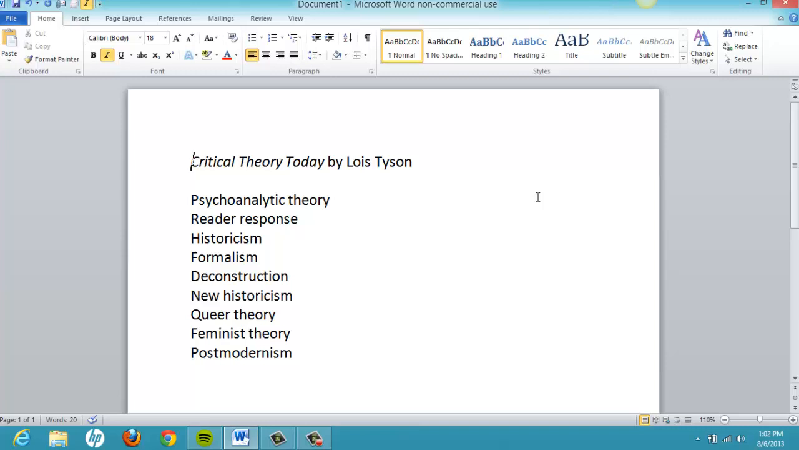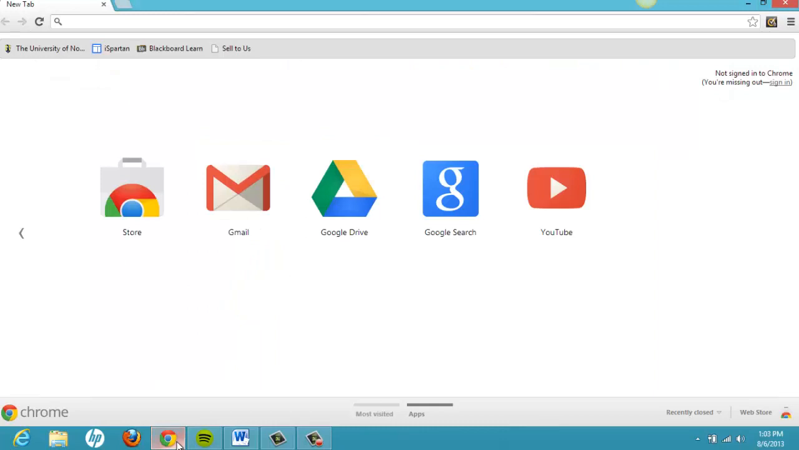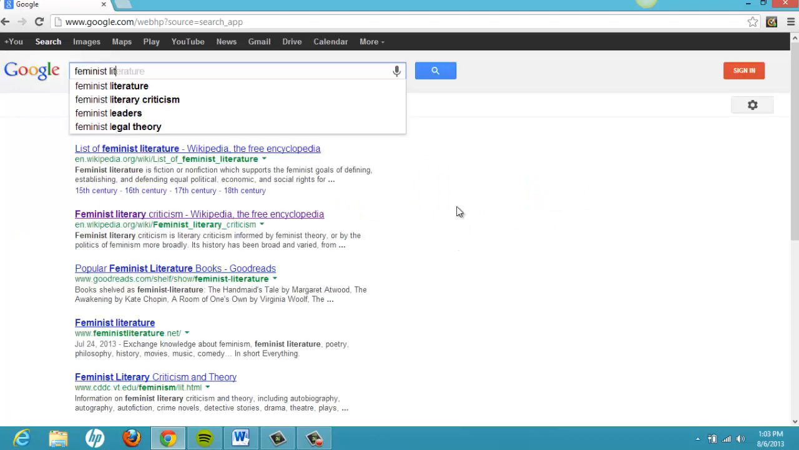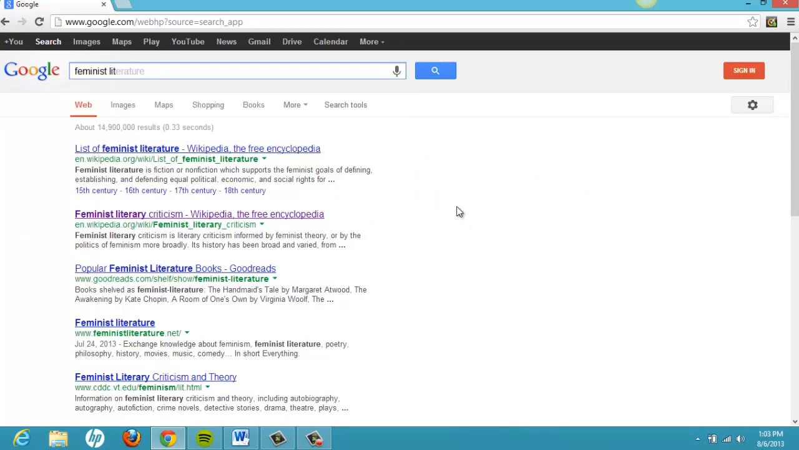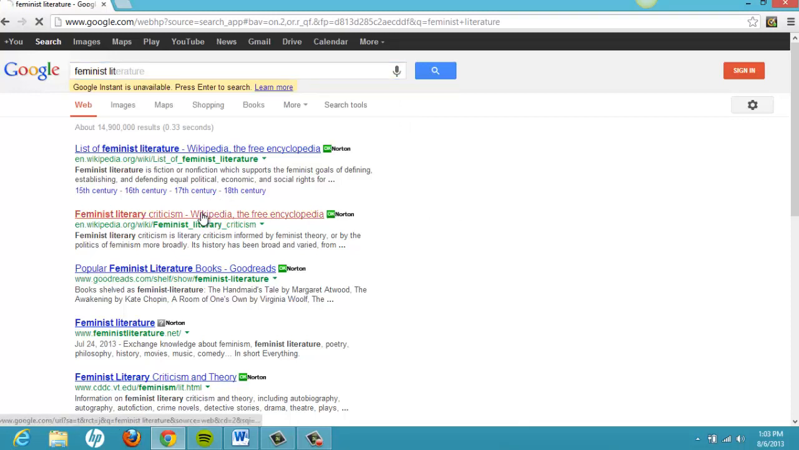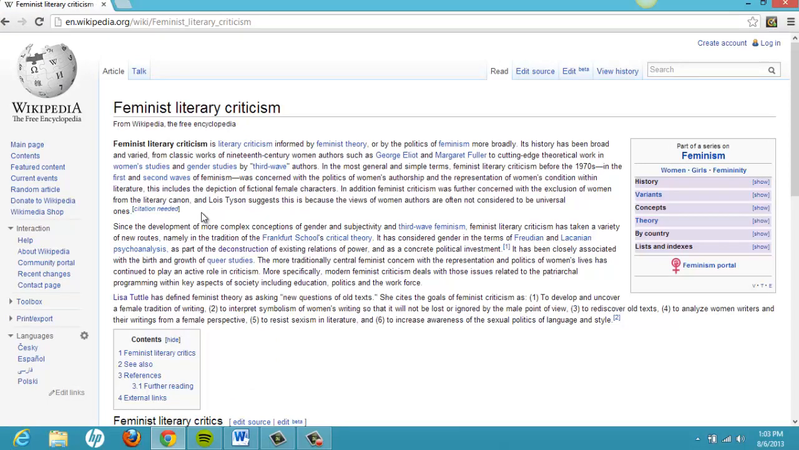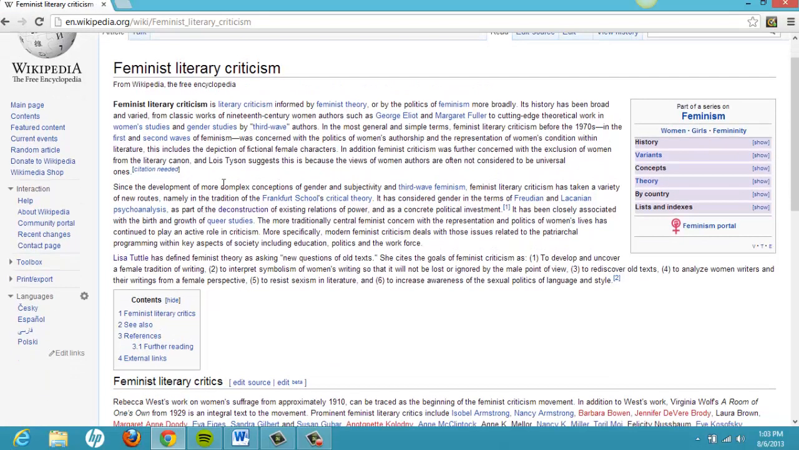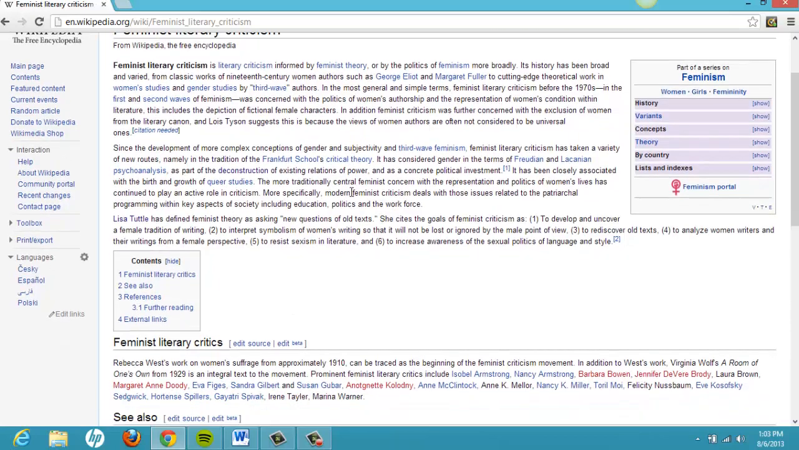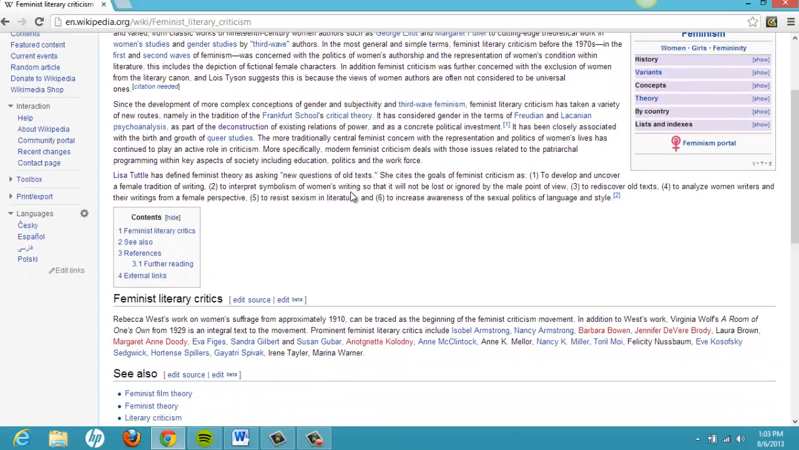From what I do remember, feminist theory would work well with Speak. I need to research this. Since I don't know much about it, I'm actually just going to go to Google search and see what pops up. Perfect. Feminist literary criticism, Wikipedia. Okay, so I'm going to basically browse what it's all about, get a general overview of what I missed all those days that I skipped class in English 303.